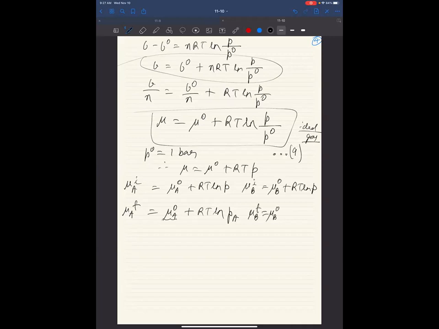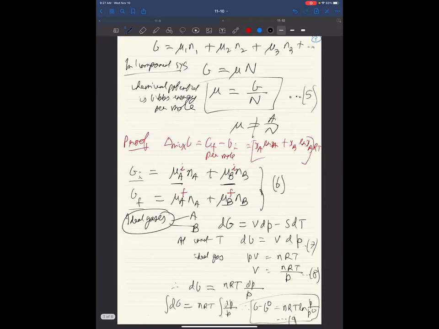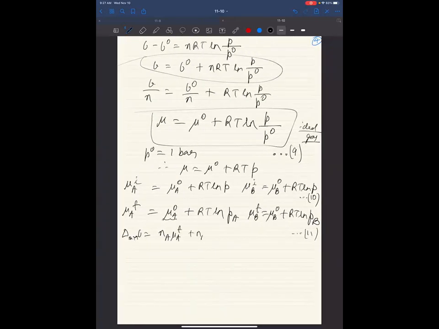What do we have now? Mu B naught plus RT ln. Now what should we have? Partial pressure of B, right? So we are getting there. Let's call these together equation 10 and equation 11. And what do we want? We want delta mixing G as N A mu A final plus N B mu B final minus N A mu A initial minus N B mu B initial, right? That's what we want. So we are getting there.